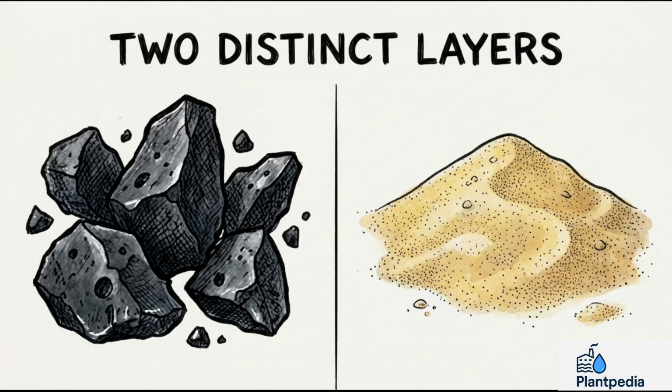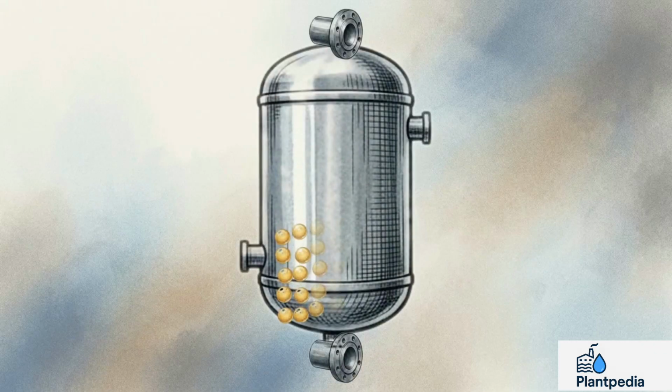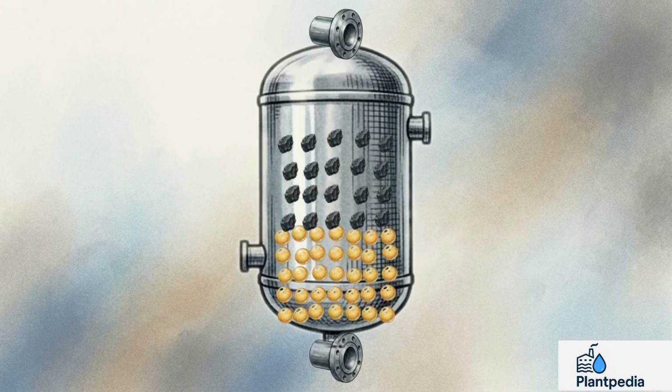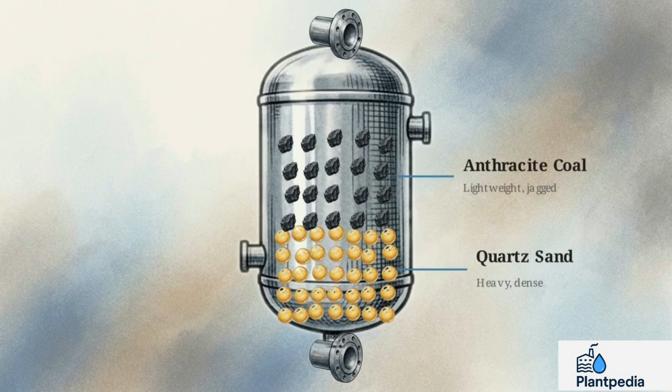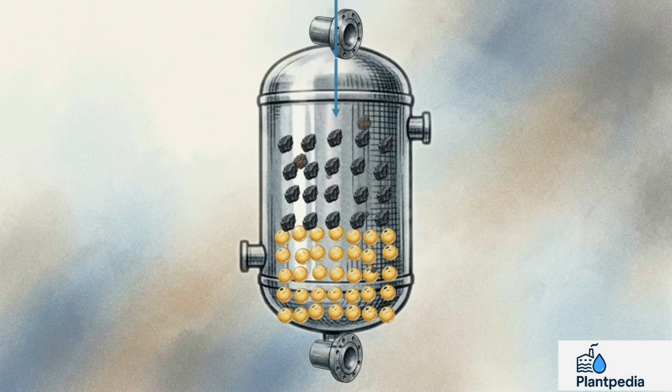That brings us to the dual media filter, or DMF, which layers two entirely different chemical media inside a single vessel. This diagram shows the standard DMF setup, a lightweight top layer of jagged anthracite coal resting over a bottom layer of heavy, dense sand. The division of labor is highly efficient. Large void spaces in the anthracite catch bulk solids, preserving the dense sand matrix below.